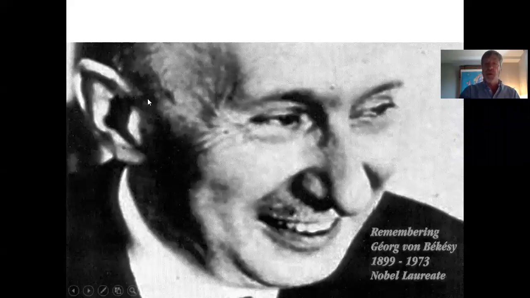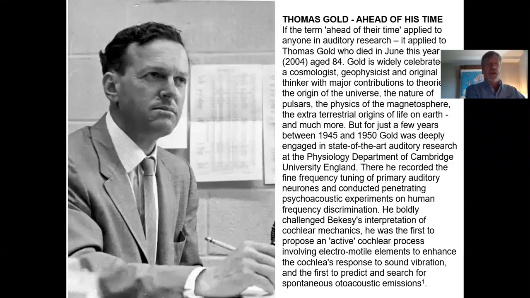So here's a picture of Gold once again. And let's read what it says. For just a few years, right after Second World War, Gold was deeply engaged in state-of-the-art auditory research in Cambridge, England. And there he recorded fine frequency tuning of primary auditory neurons, in other words, the eighth nerve fibers, and began conducting penetrating experiments on human frequency discrimination, what we covered this morning in 110, difference limen, or just noticeable difference, or delta F. Okay, the ability to distinguish frequencies close together.